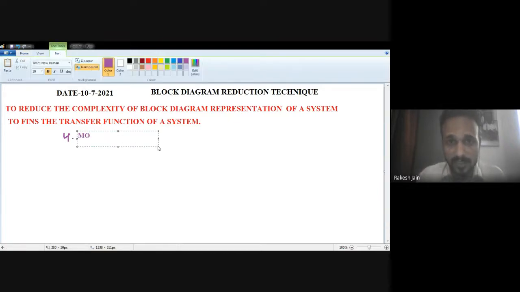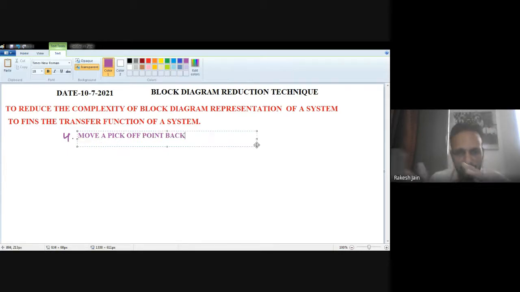In main examinations, it may also ask that write down all the rules of block diagram reduction technique. So you have to write down all those rules. Pick-off point is same as take-off point. Take-off point or pick-off point. Okay, but that's represented by a dot. Move a pick-off point before a block or after a block, or back.